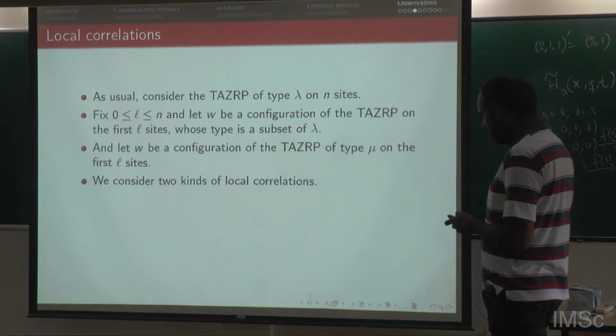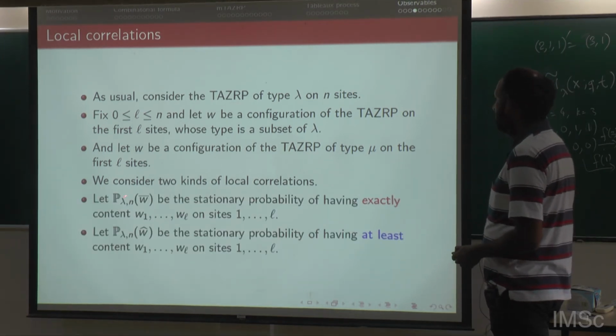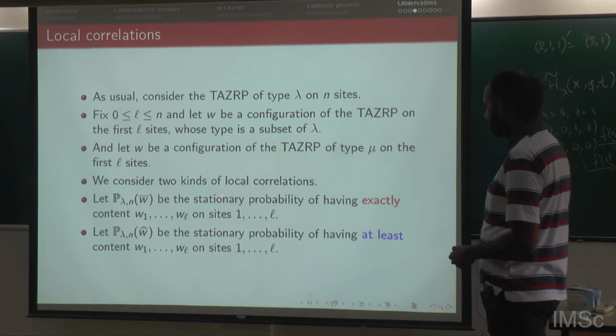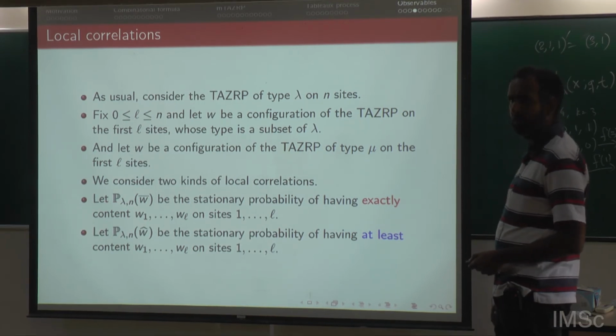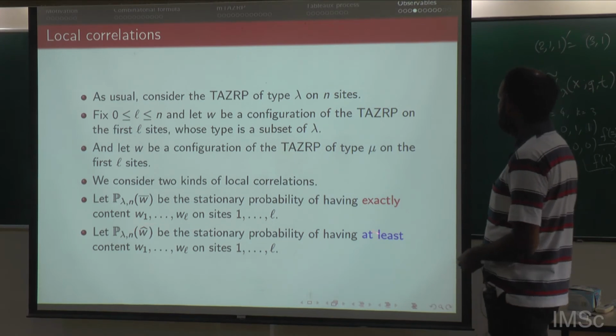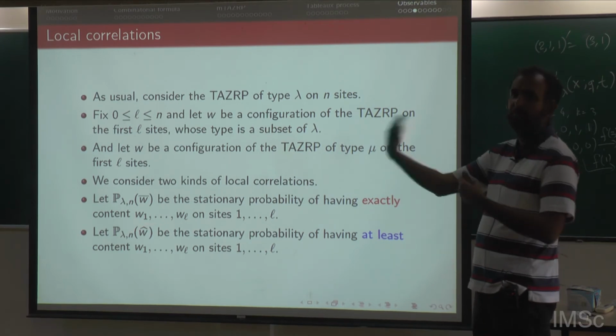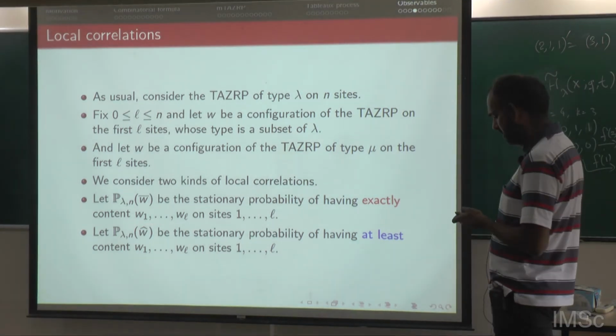And we will consider two types of local correlations. The first is when we look at the stationary probability of having exactly content W1 to WL on sites 1 through L respectively. And the other one is having at least that content. You could have more, but you at least want that much content.